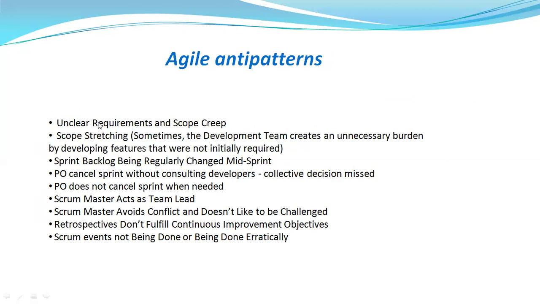Next important point is unclear requirements and scope creep. Scope creep is one of the major problems in many teams. So if the requirement is not clear and if there is some scope creep happening in the team, that can reduce the team's efficiency. So scope creep is one important point which we need to take care of.